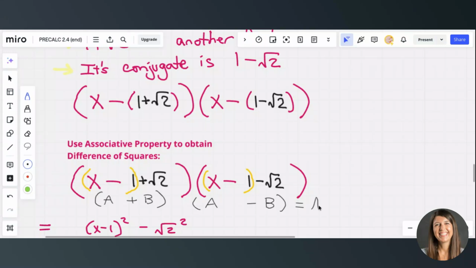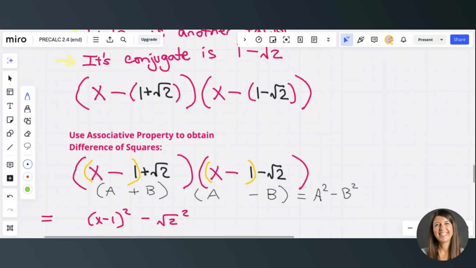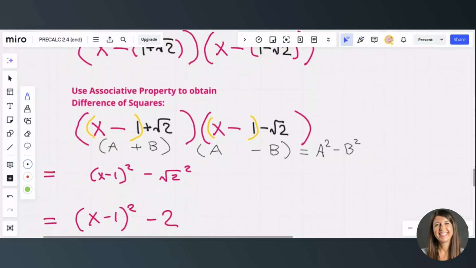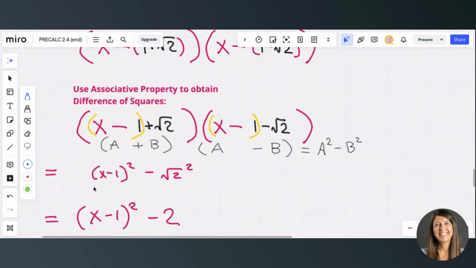Okay, this formula is the difference of squares formula. A squared minus b squared. Okay, you see that? So we are going to apply this formula where a is x minus 1 in parentheses, in the yellow parentheses, and b is the square root of 2. Okay? So if I do that, then a squared minus b squared, this is a squared.